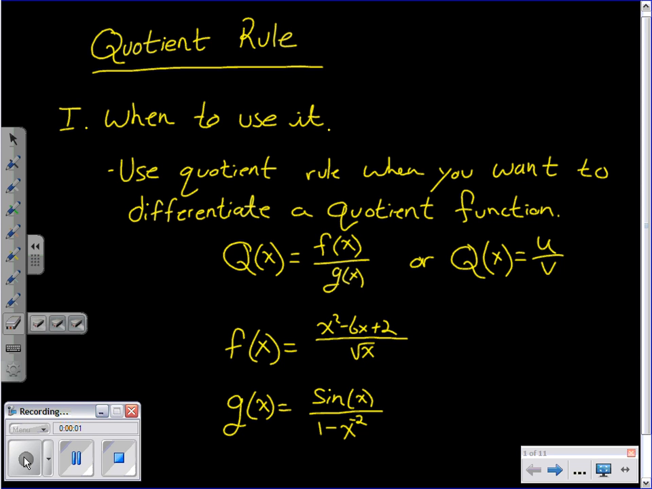In this lesson, we're going to cover something called quotient rule for derivatives. So quotient rule is simply whenever you are given a quotient function, that is a function divided by another function, and you need to find its derivative.